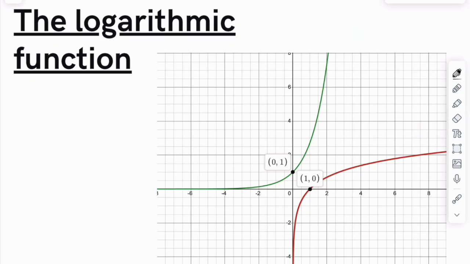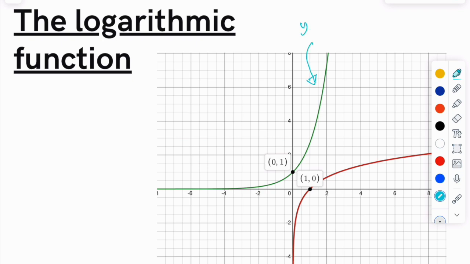Alright, guys, so firstly what we're going to be looking at is the logarithmic function itself. What we've got here is a function, and we've got a function here as well. Now what do these functions represent? This is important, these are the two that you really need to know.